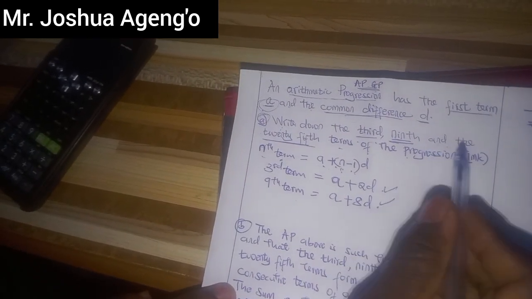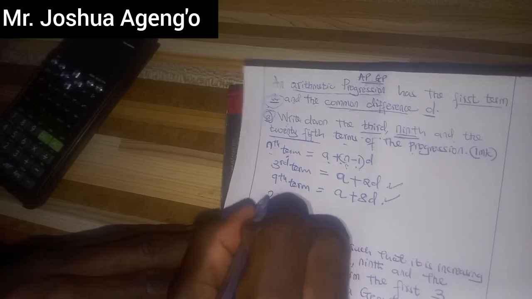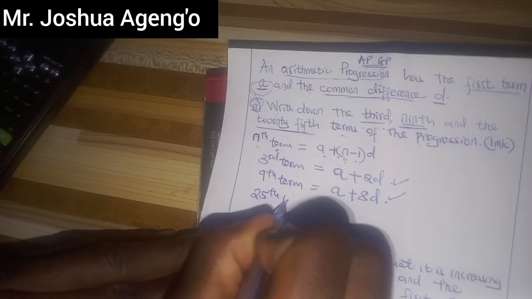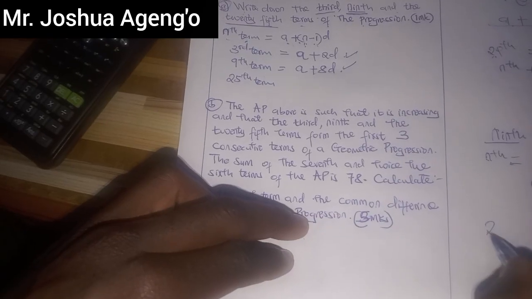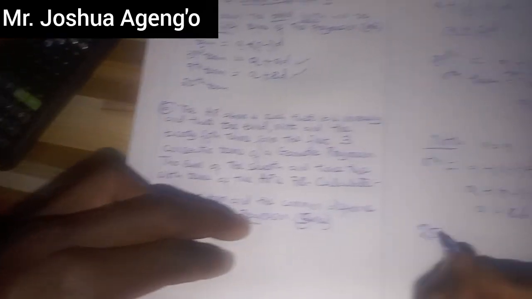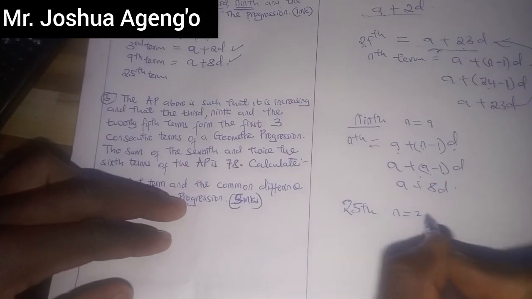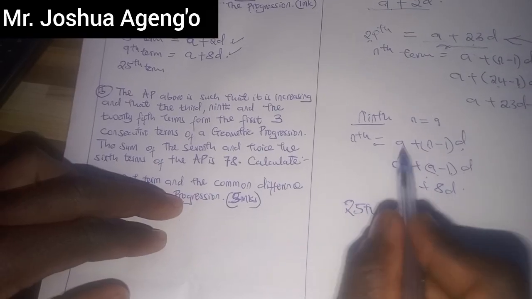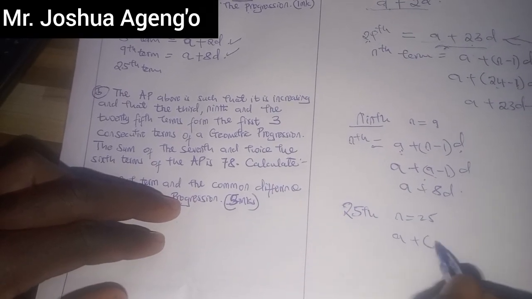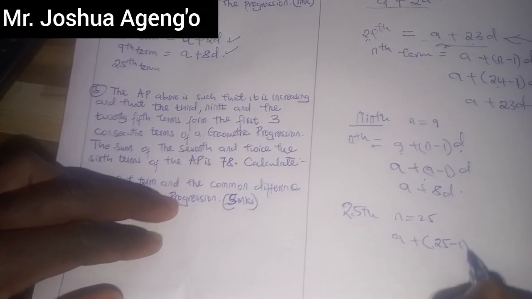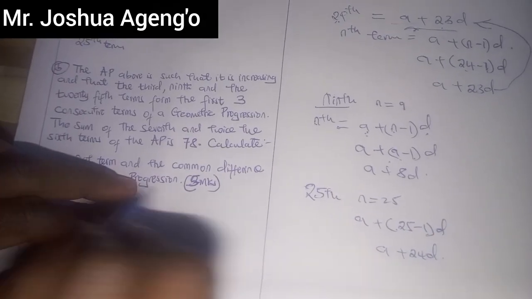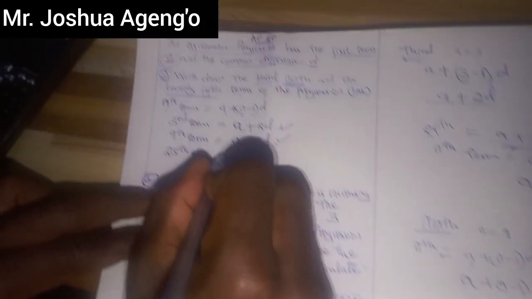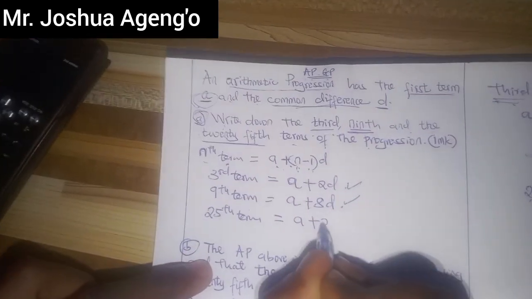Then the 25th term of arithmetic progression. The 25th term will therefore be, 25th means that n is equal to 25. So I'll have A plus n minus 1, that is 25 minus 1, times d. So I'll have A plus 24d. Very, very important. So the answer is equal to A plus 24d.